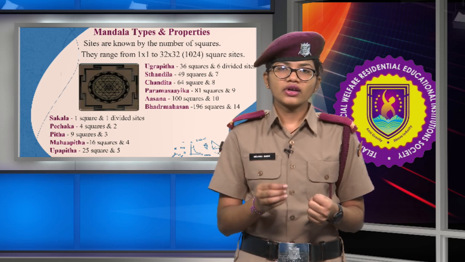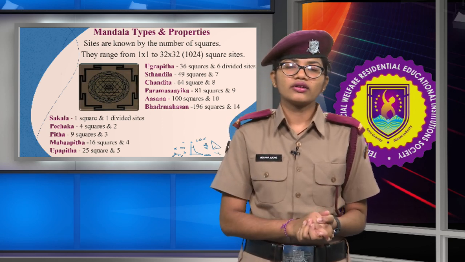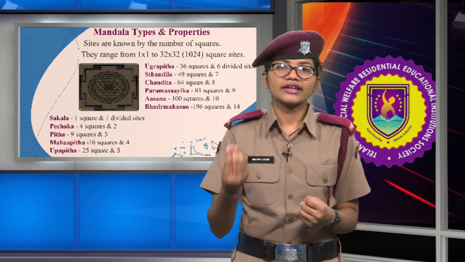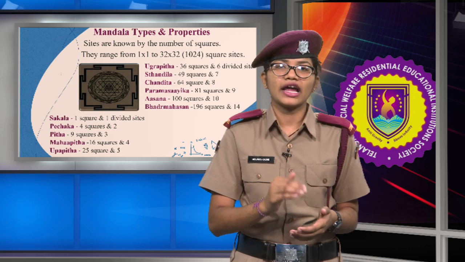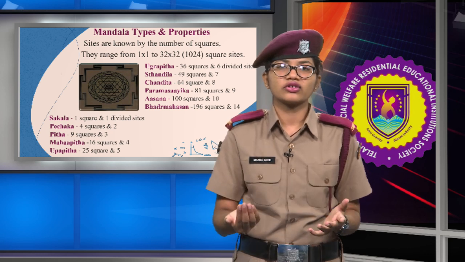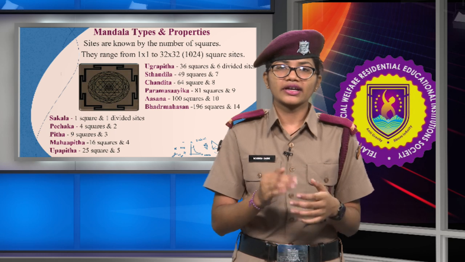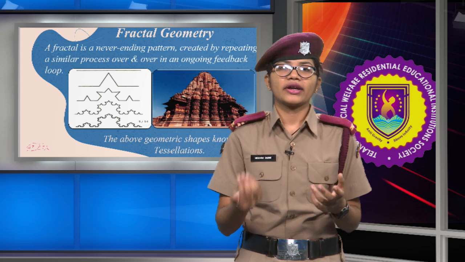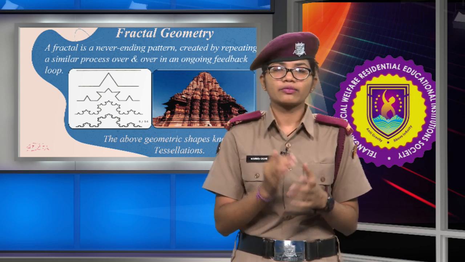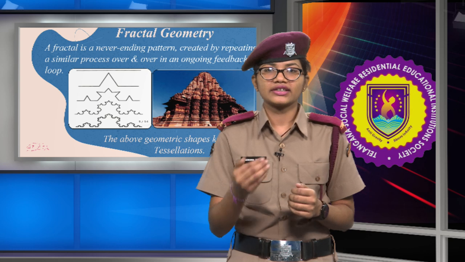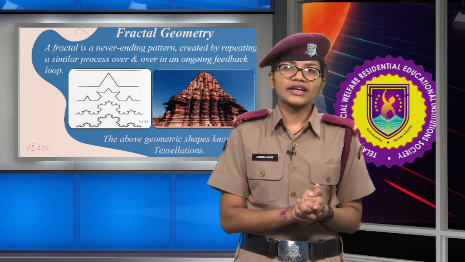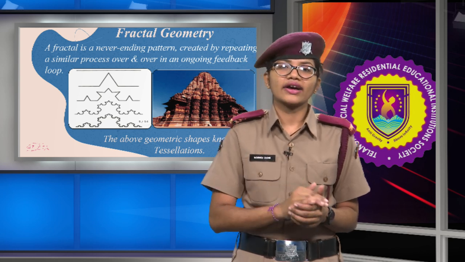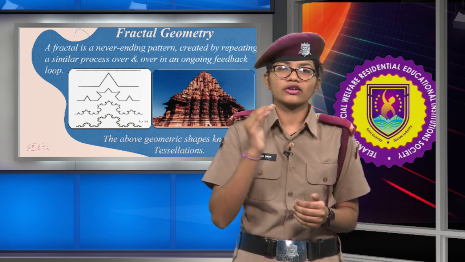Now, have you ever gone to a temple? Let's see how temples are formed, how the architects constructed temples with the help of mathematical principles and geometrical shapes behind it. That is fractal geometry. Fractal geometry is a basic principle which was used to construct the temples. A fractal is a never-ending pattern created by repeating a similar process over and over in an ongoing feedback loop.